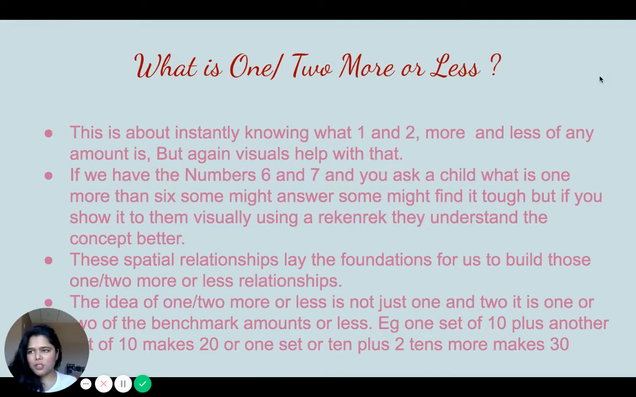Visuals help to make children understand math concepts even better because they learn visually and they're able to see the relationships between numbers in a visual manner using objects. These spatial relationships lay the foundation for us to build those 1, 2, more or less relationships. The idea of 1, 2, more or less is not just 1 and 2. It is 1 or 2 of the benchmark amounts or less. Example, one set of 10 plus another set of 10 makes 20, or one set of 10 plus 2 tens make 30.